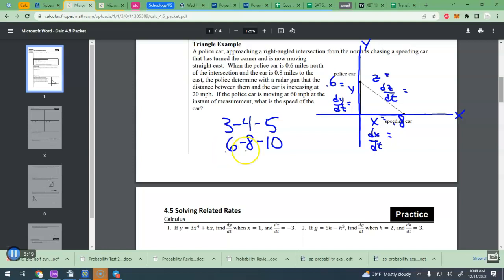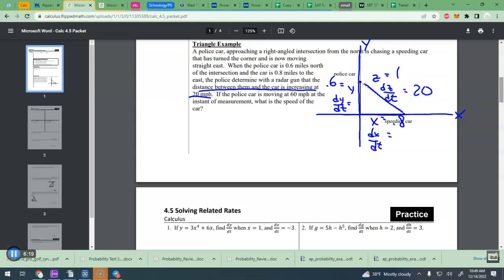So couldn't I just say 0.6, 0.8, 1 would go together? So that one's going to be 1. Or, if you get stuck, just do the square root of 0.6 squared plus 0.8 squared. The distance between the police car and the other car is increasing at 20 miles per hour, so dz dt, because that's the distance between them, is a positive 20.